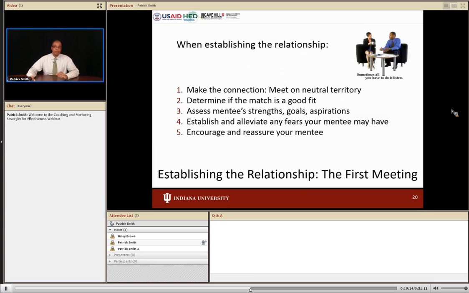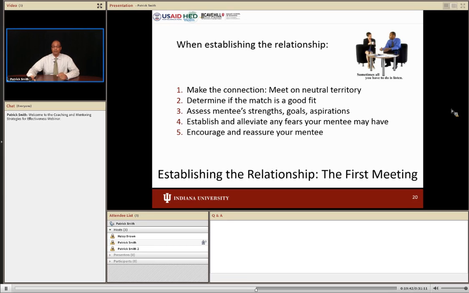So when establishing the mentoring relationship, make sure that you meet on neutral territory, somewhere that's comfortable for you and also comfortable for the mentee. You need to quickly ascertain whether or not this is a good match, a good fit, if this is going to work. And there are ways in which you can do that. You need to also assess the mentee's strengths and goals and their aspirations.